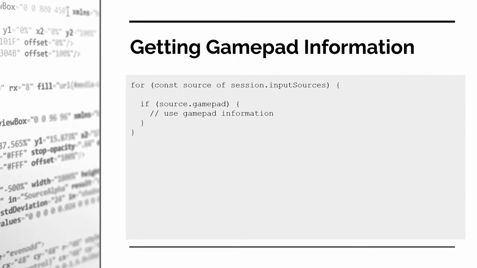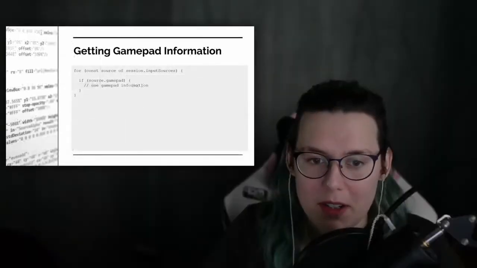To get the Gamepad information, you look over the input sources from the session, and if the input source has a Gamepad object, that means that it's probably a real piece of physical hardware with buttons on it. And the state of those buttons can be read using the Gamepad object itself.